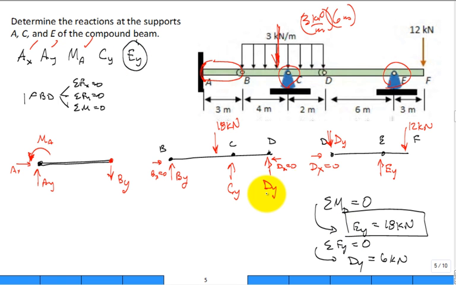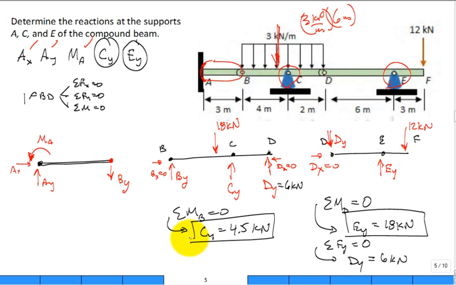We keep marching. We come over here. We now know that this D sub y is 6 kilonewton. How could I solve for C sub y? Do the sum of the moments around B equal to 0, and you get that C sub y is equal to 4.5 kilonewton. That was one of our requested unknowns. We solved for it. Box it. Do the sum of the forces in the y equal to 0. You'll be able to solve for B sub y, and then that's 7.5 kilonewton upward directed.